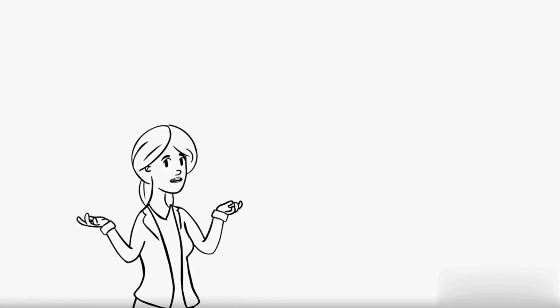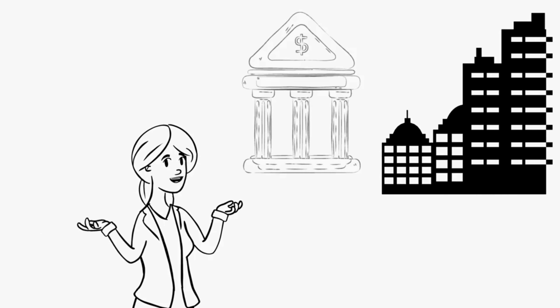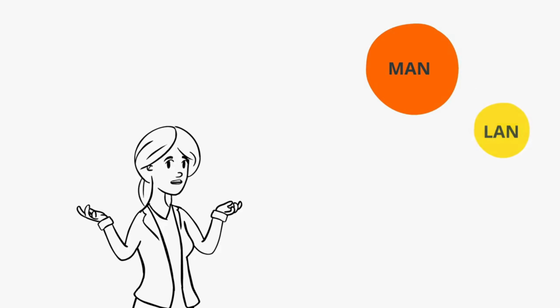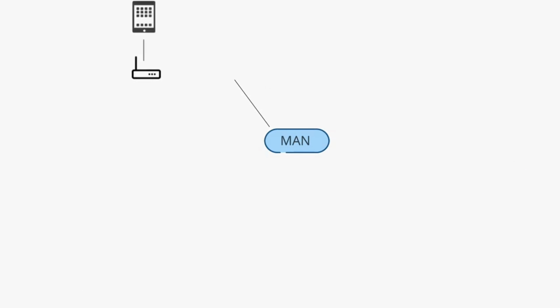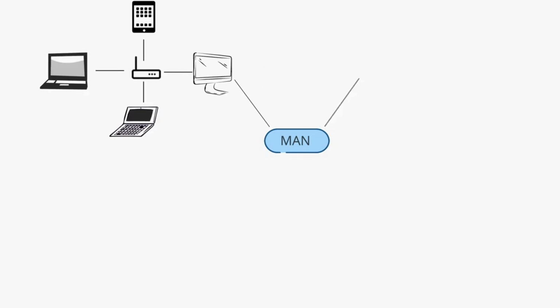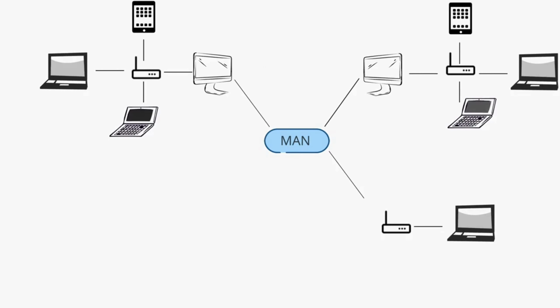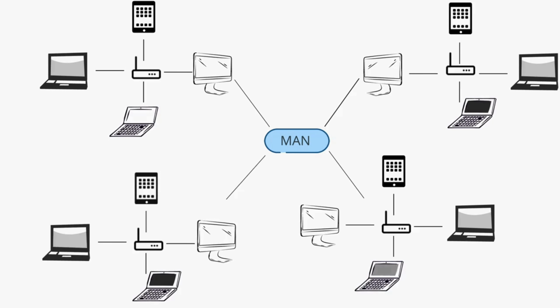Moving up in size, we have the Metropolitan Area Network, MAN. A MAN covers a larger area like a city or a large campus. It's bigger than a LAN, but smaller than a WAN. MANs are used to connect multiple LANs within a city or town. For instance, a university might use a MAN to link different campus buildings. Your city's cable TV network or municipal Wi-Fi could also be examples of a MAN.